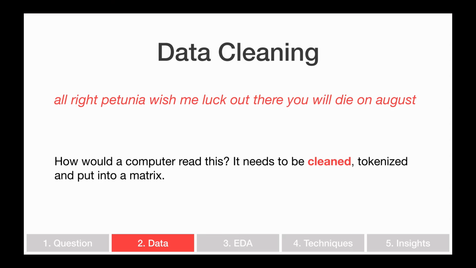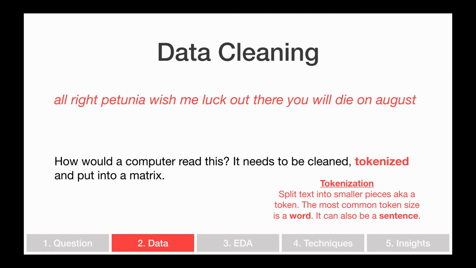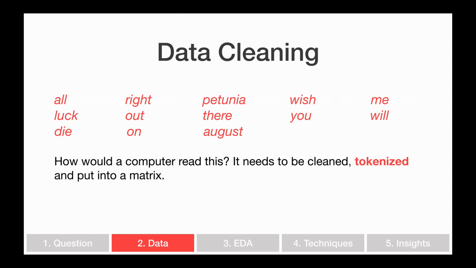Okay, so now that you have the data cleaned, the next thing to do is tokenize the data. Tokenization means splitting your text into smaller pieces, and each piece is called a token. The most popular way to tokenize is into words, but you can also tokenize into things like sentences that are a little lengthier. But again, the most popular thing is words. So that's what we're going to do here.